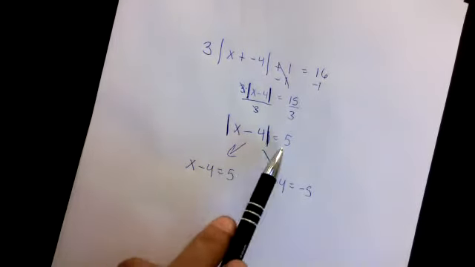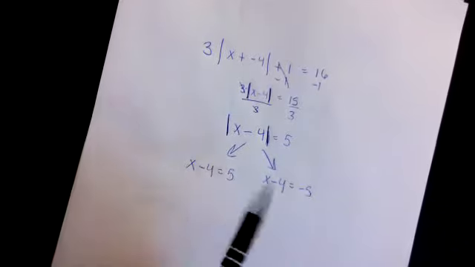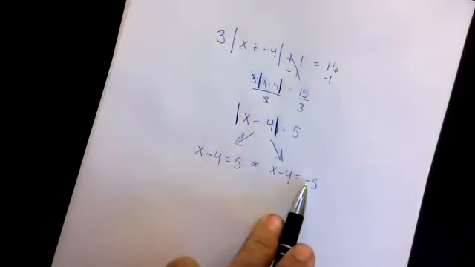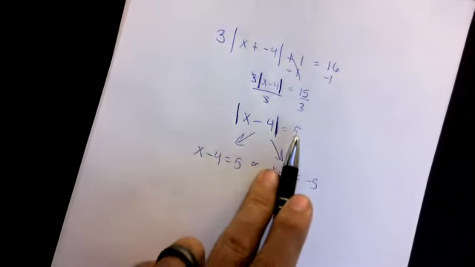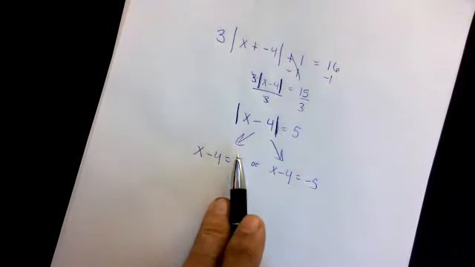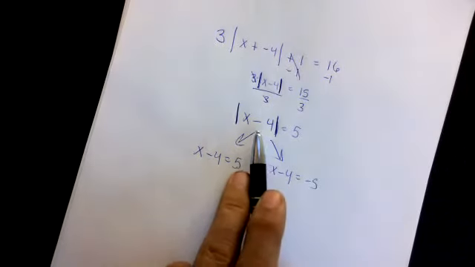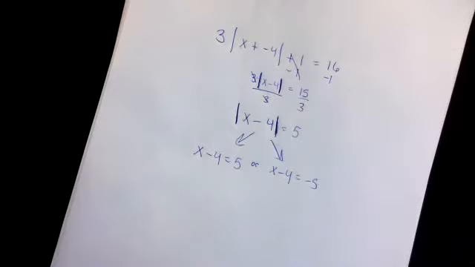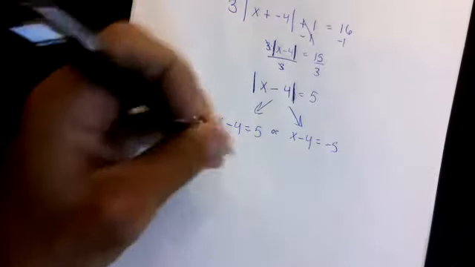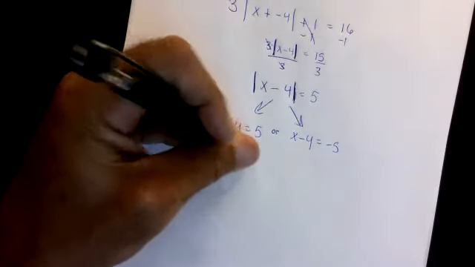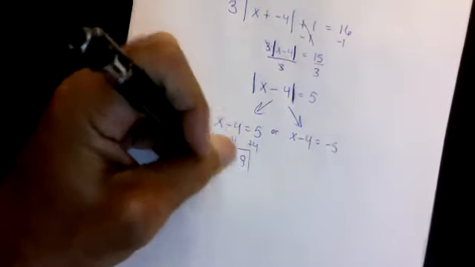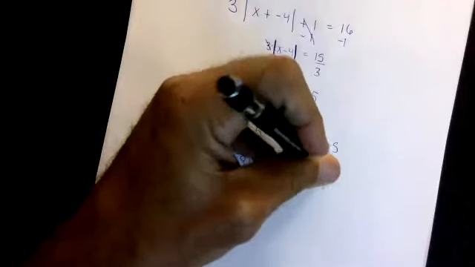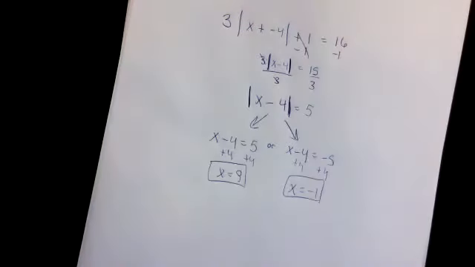So this value is going to equal +5, or this value is going to equal -5. So the 5, this number over here on the outside, is what becomes positive or negative. Notice what's inside of the absolute value is unchanged. Solve. X could equal 9. Or x could equal -1.